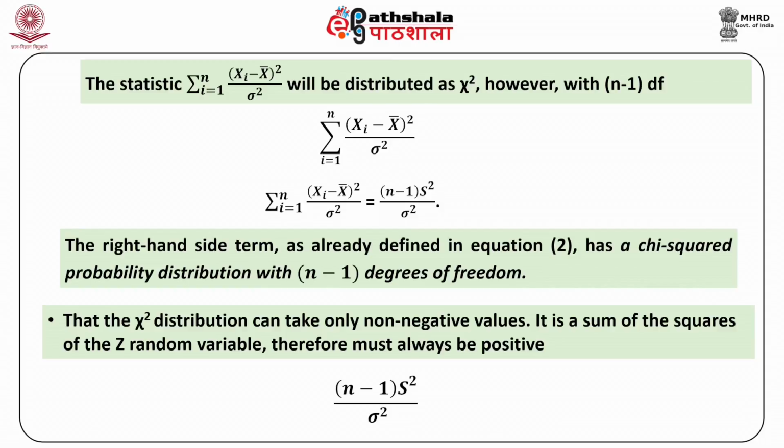So by construction, we see that the chi-square distribution can take only non-negative values, because it is a sum of the squares of the z random variables, therefore must always be positive. Also, you can see in equation 2, it is equal to n minus 1 into s square upon sigma square, and all quantities here are non-negative, whether it is s square or sigma square or n. The minimum value it can take is 0, and it can go up to any value on the positive side of the distribution.